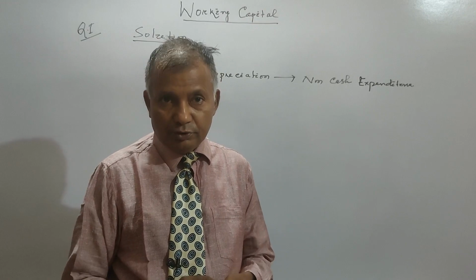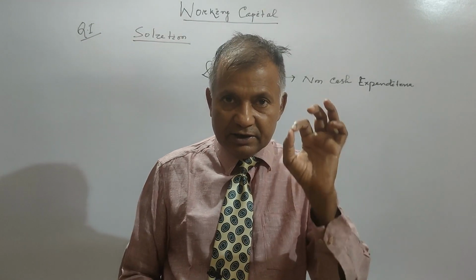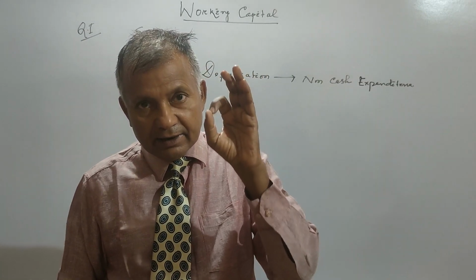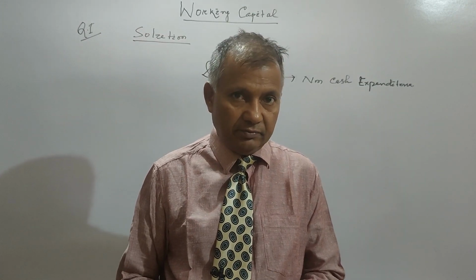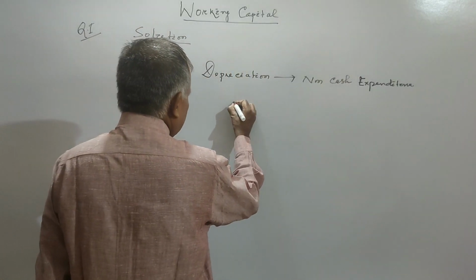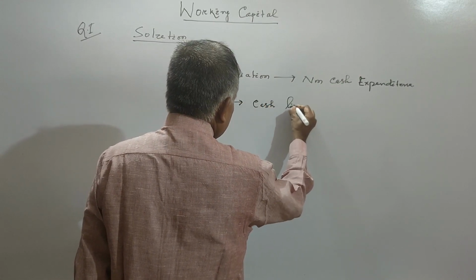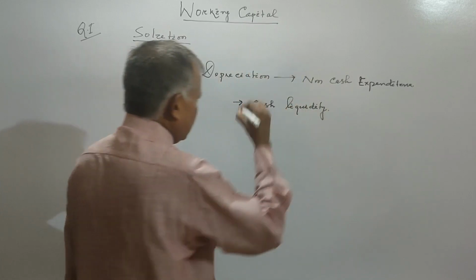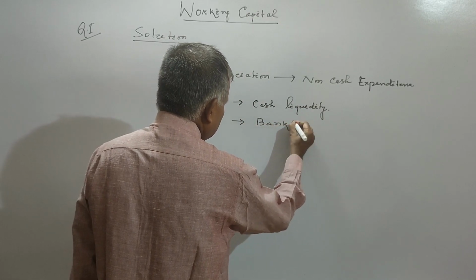What is the purpose? Purpose 1. Working capital is determined to find out the cash liquidity of the organization. So the first objective is cash liquidity. This is the objective. Another one, bank finance.